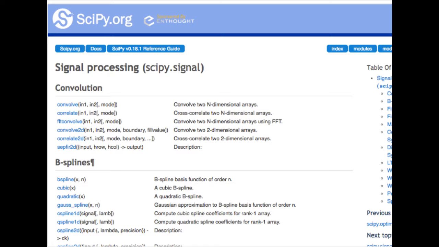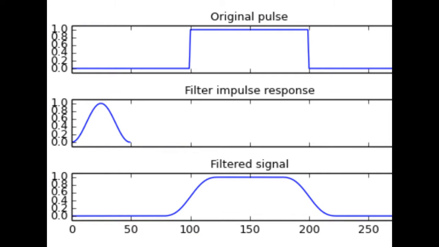Also in the signal module are some interesting filtering functions. Filters are basically just waveforms that alter your input signal somehow. An example would be audio effects like reverb and echo and so on.